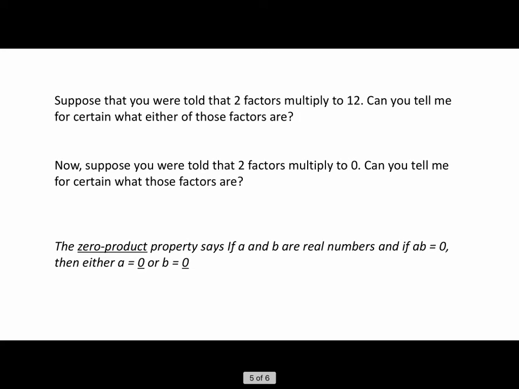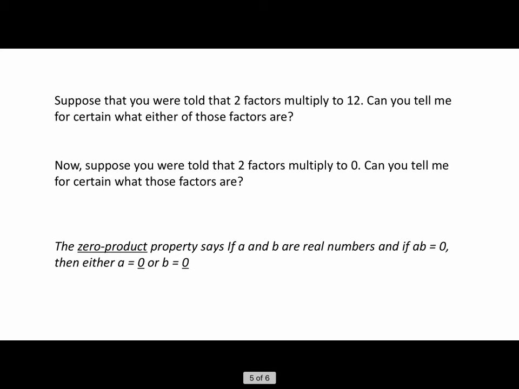Suppose that you were told two factors multiply to 12. Could you tell me with some certainty what those factors are, either one of them? There's a lot of possibilities, right? You could have 3 times 4, 6 times 2, 12 times 1. You could have both positive, both negative. So you can't really tell me with some certainty which either of those factors are.